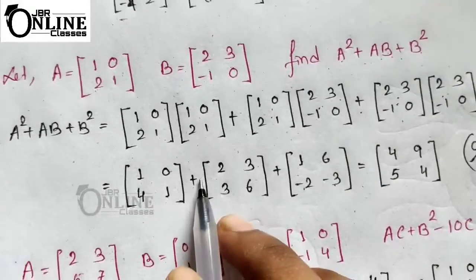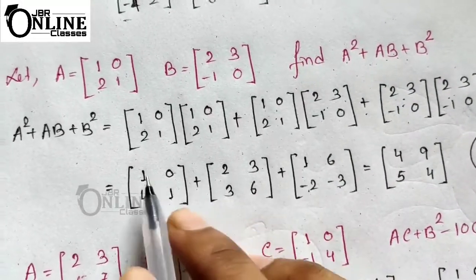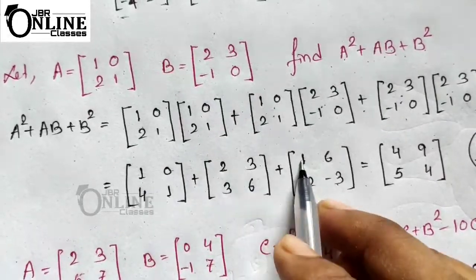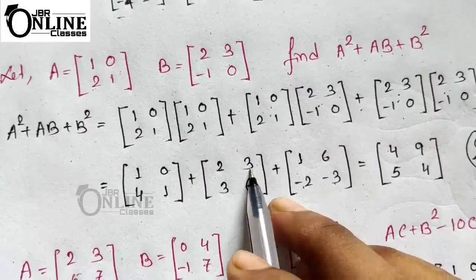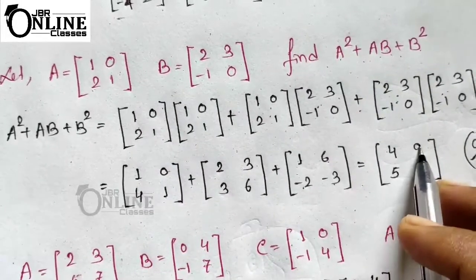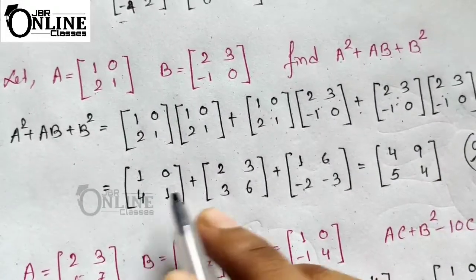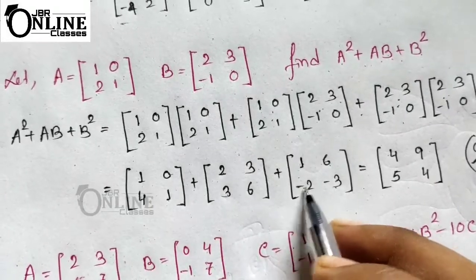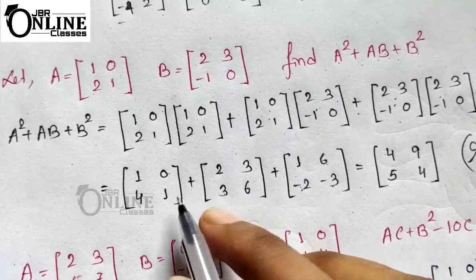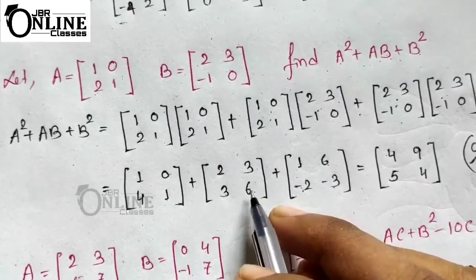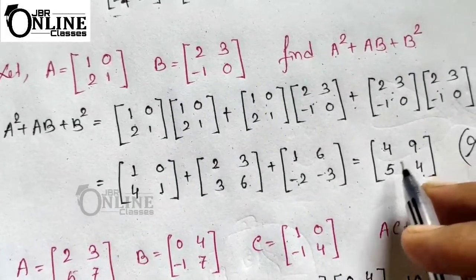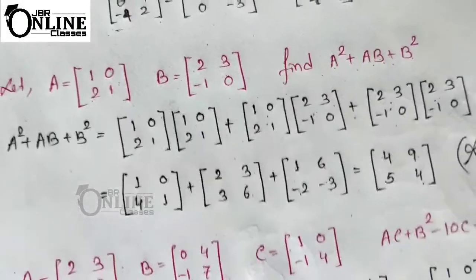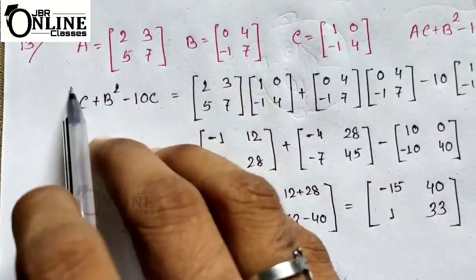Now here all are added, so 1 plus 2 plus 1 equals 4. Next 0 plus 3 plus 6 equals 9. Then 4 plus 3 minus 2 equals 5. And 1 plus 6 is 7. Now 7 minus 3 equals 4. So the final answer is [[4, 9], [5, 4]]. Now the last one for today.